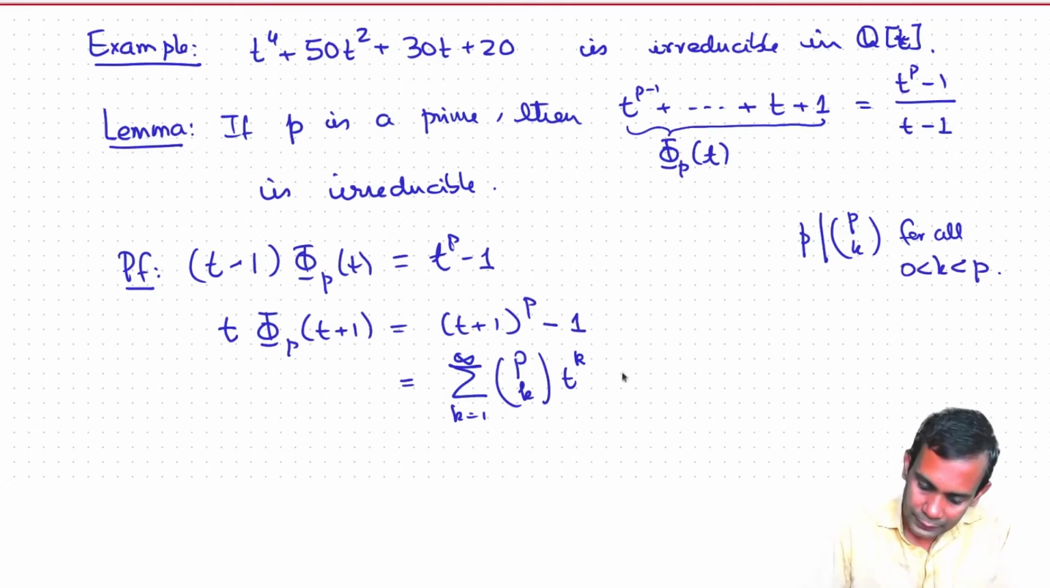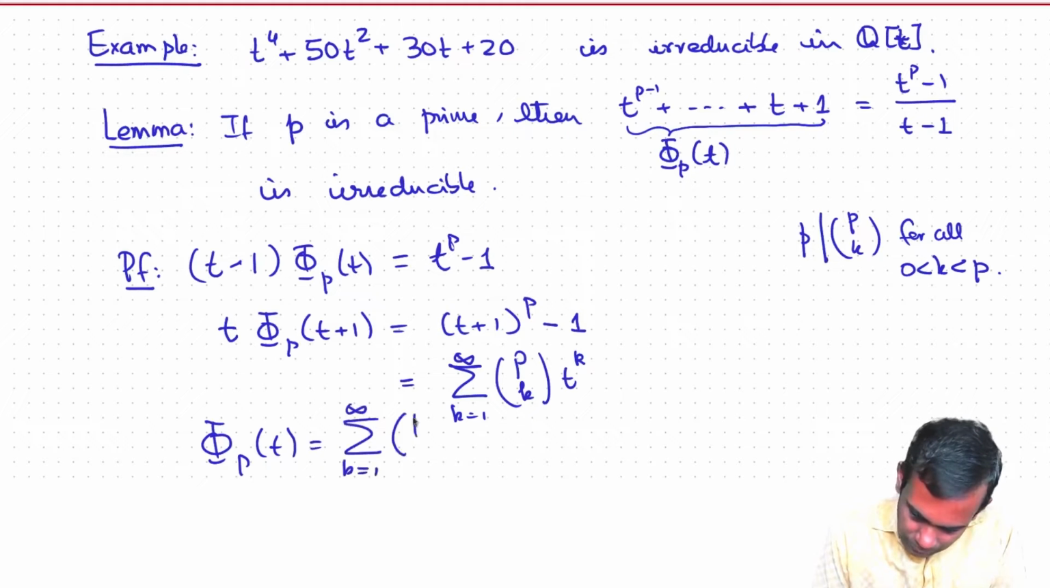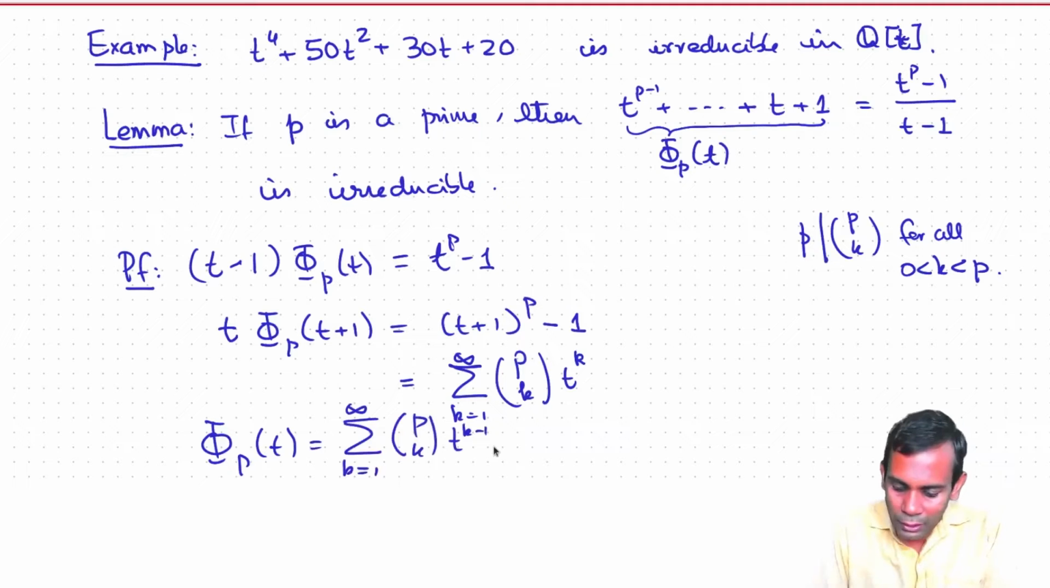And so what we get is that this is all but the leading term of this polynomial, right? But now maybe I should divide by this t. So what we get is phi p t plus 1 is the summation k goes from 1 to infinity, p choose k t to the power k minus 1. Now this is a polynomial of degree p minus 1. Its leading coefficient is 1 and all the remaining coefficients are divisible by p.